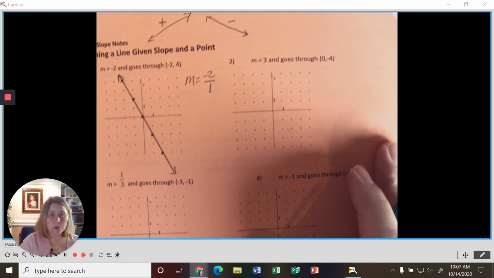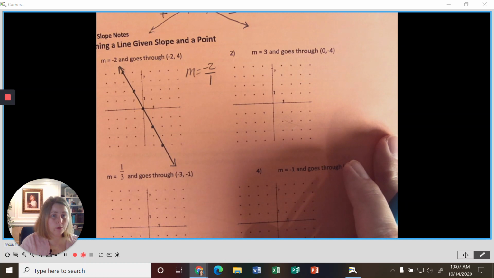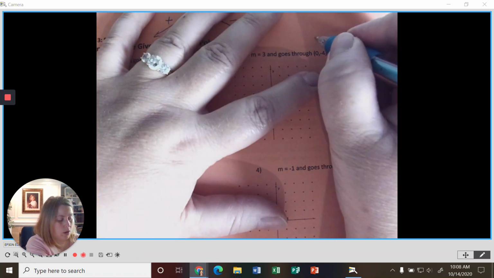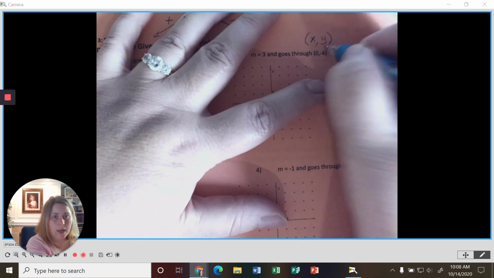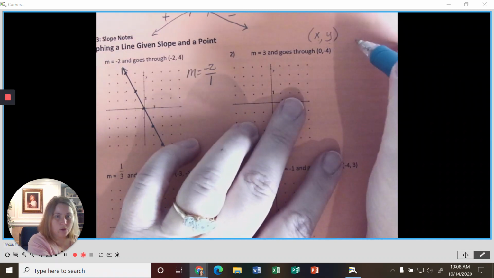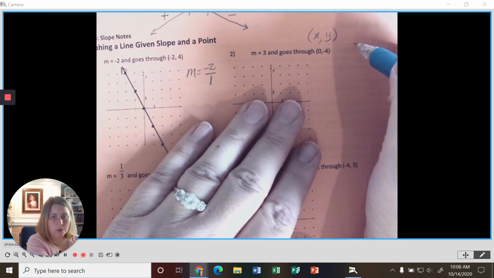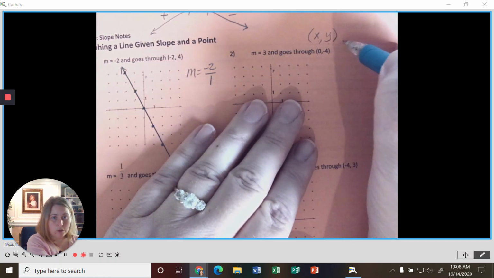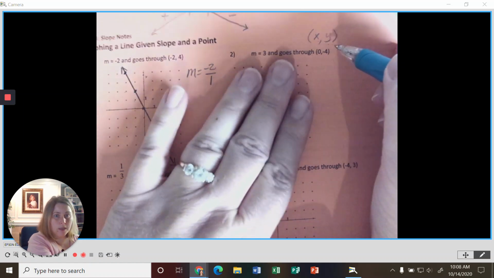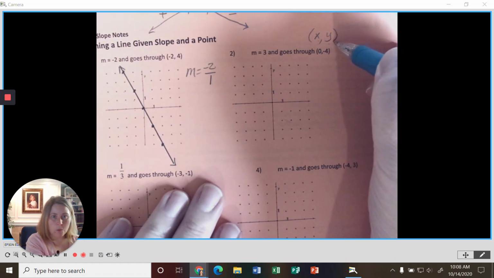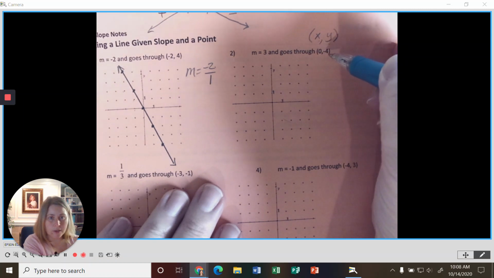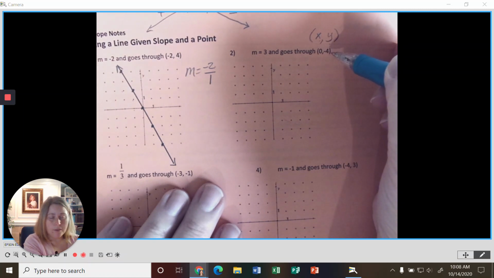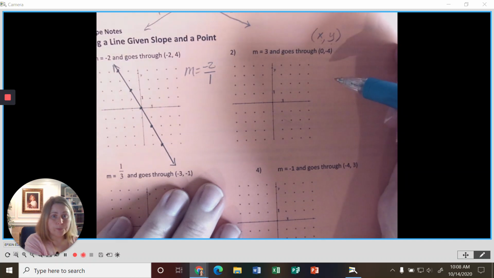Graph a line that has a slope of 3 and goes through the point (0, -4). So (0, -4) is our starting point. Remember, our points are always written in alphabetical order, x, y, and eventually when you start graphing things in 3-dimensional space like AutoCAD, you'll get a z for the 3rd dimension. Right now we're working on a 2-dimensional graph, so we just have x and y. The first number is your x value, your second number is your y value.